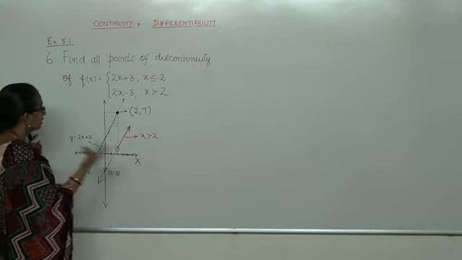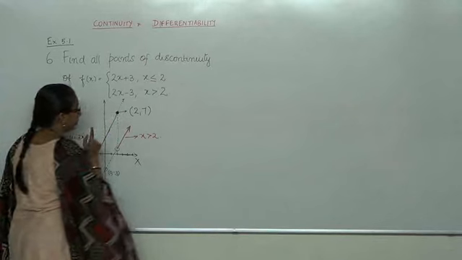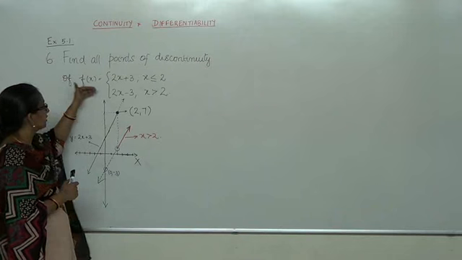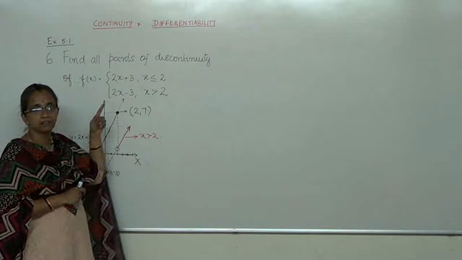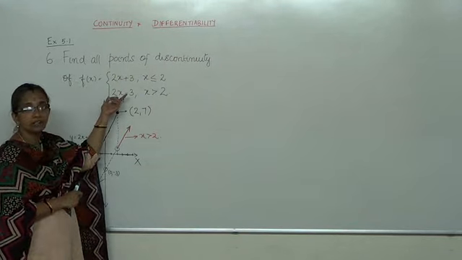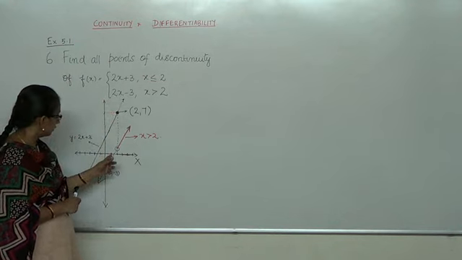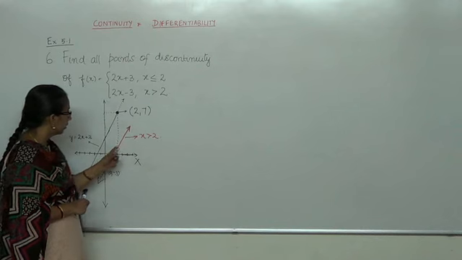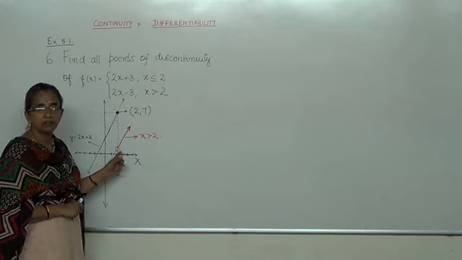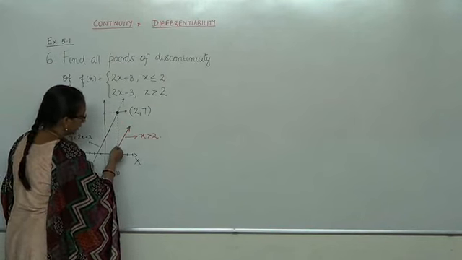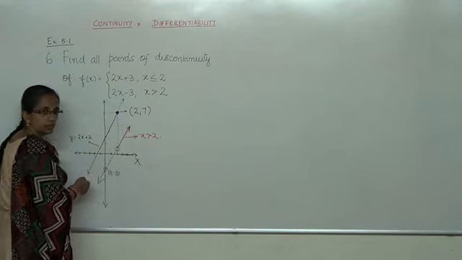Next, what happens when x is greater than 2? That is, after 2, it becomes f of x is equal to 2x minus 3. So this is a different straight line. So it is y is equal to 2x minus 3, and this is the graphical representation of it. I am showing it in red. So after x is equal to 2, it takes this form of the straight line.